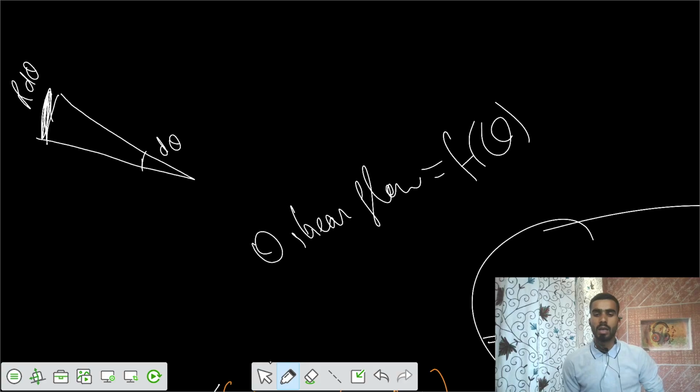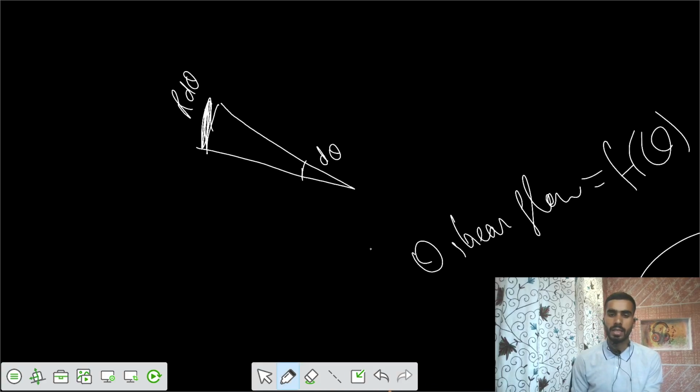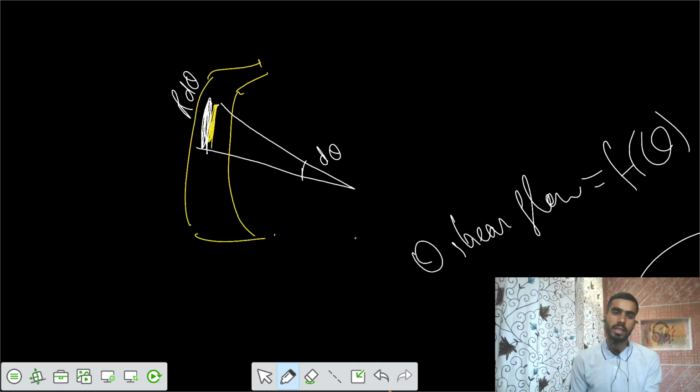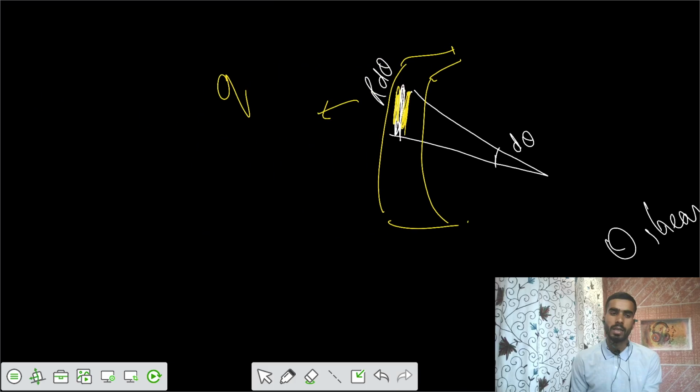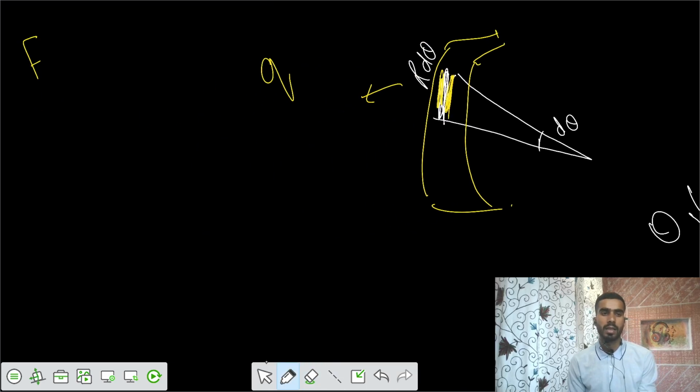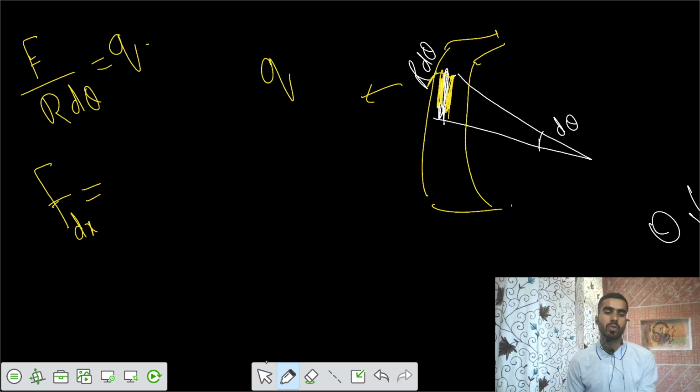So if there was some shear flow for this length of r d theta, let's say the section was in this fashion. So you said that for this length of r d theta, your shear flow equals Q. If you want to get the smaller force for that length, I would say shear force per unit length times r d theta equals shear flow. And if I want to say what is the total force on that differential element, I would write F dx, force on that differential element, that would be equal to Q times r d theta.